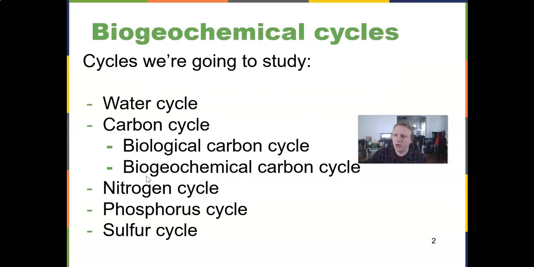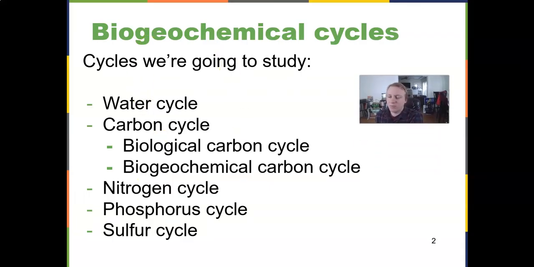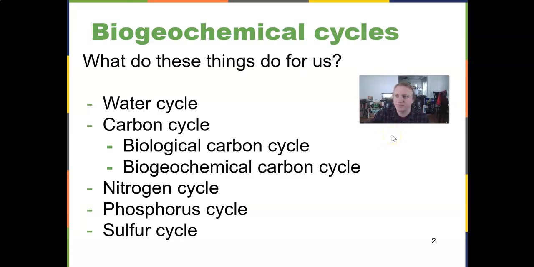So let's talk about what actual cycles we're going to be talking about. We have the water cycle, super important. We have the carbon cycle, and there are two different versions: the biological carbon cycle, and then the biogeochemical carbon cycle. And we're going to talk about how those two are connected. We're going to talk about the nitrogen cycle, the phosphorus cycle, and the sulfur cycle. Why are we talking about these elements in particular? Well, these are the most common elements in life, and we're going to talk for a second about what each of them does for us.